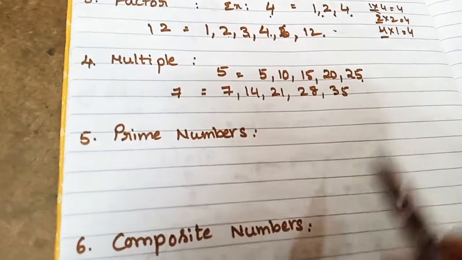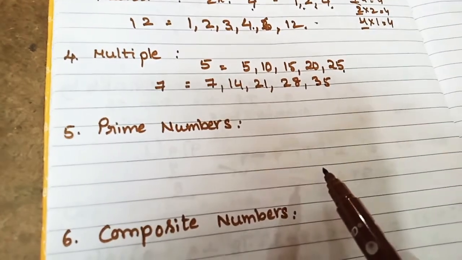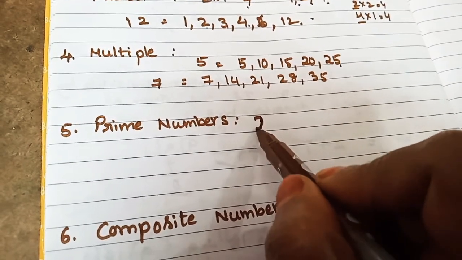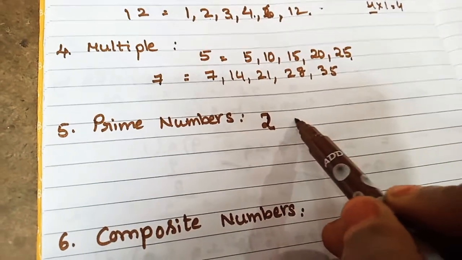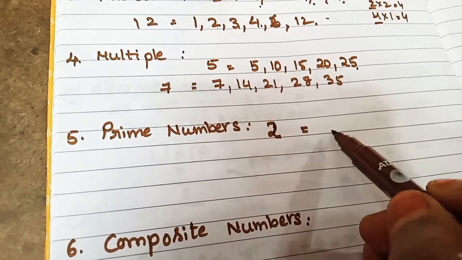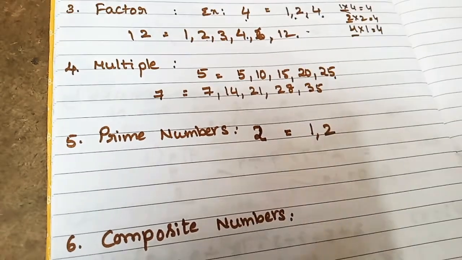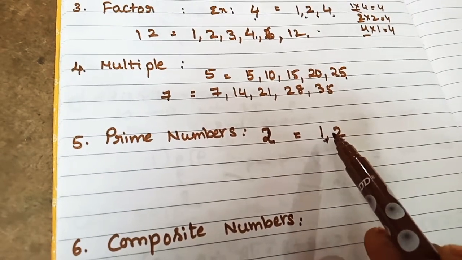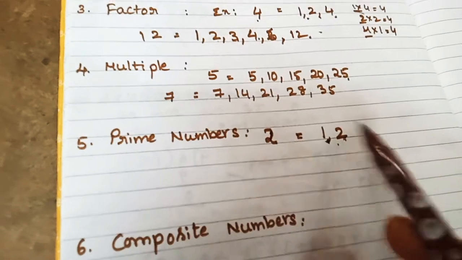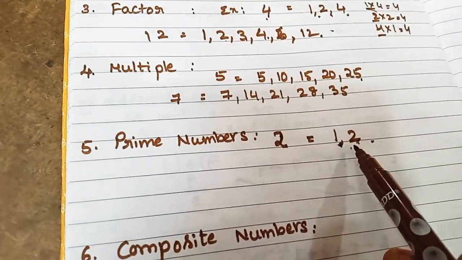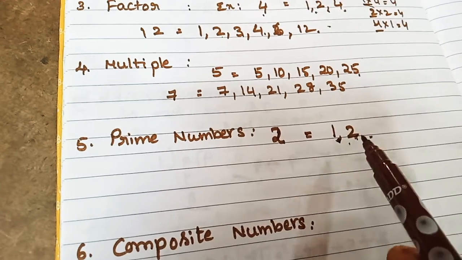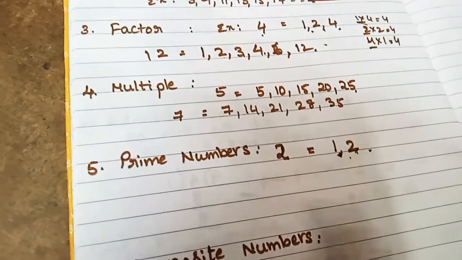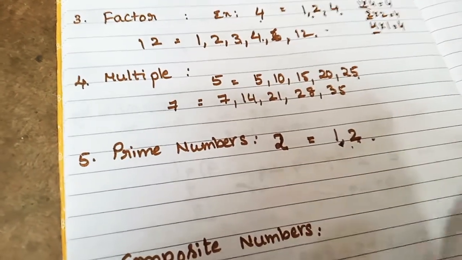So next one is the prime number. What is a prime number? For example, let us take 2. In how many tables does 2 come? In the 1 table and the 2 table. So how many factors are there? 2 factors. If any number has exactly 2 factors, that type of number is called a prime number.